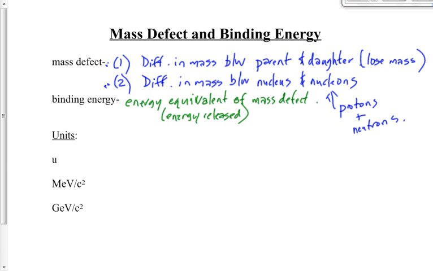We saw this equation once before. You guys know this. What is it? E equals mc squared. Take the mass defect, multiply it by the speed of light squared, it gives you the binding energy, right? The energy that's released in the reaction.